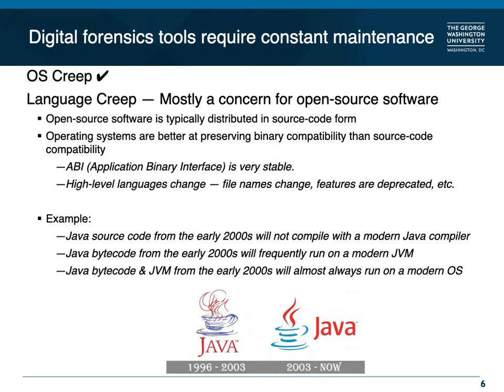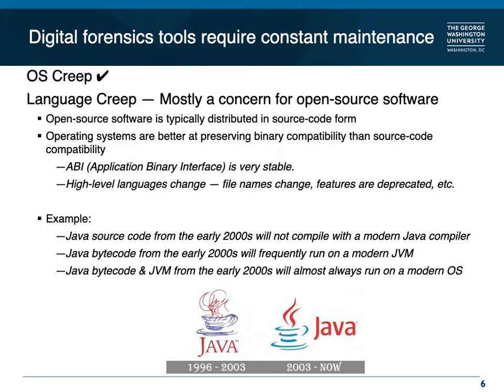There's also the issue of language creep, and by language I mean the computer language in which the digital forensics tool is written. Now this is mostly a concern for open source software because open source software is distributed in source code form. It turns out that today's operating systems are much better at preserving compatibility at the binary level because of the application binary interface than at the source code level.